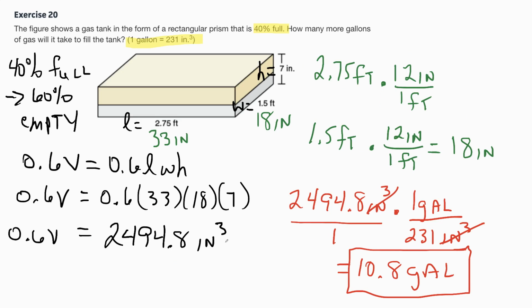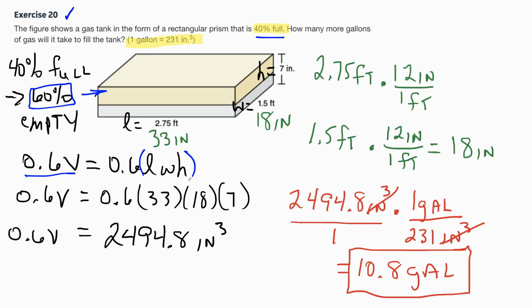Last problem, the problem that we worked on in class, the fuel tank problem. This one, it's 40% full. Well, then how empty is it? 60%. So that's the amount of volume I want to calculate, the empty part. So I can find the volume of the rectangular prism, and I can take 60% of it by multiplying the volume by 0.6, which means I need to multiply 0.6 times the length times the width times the height.